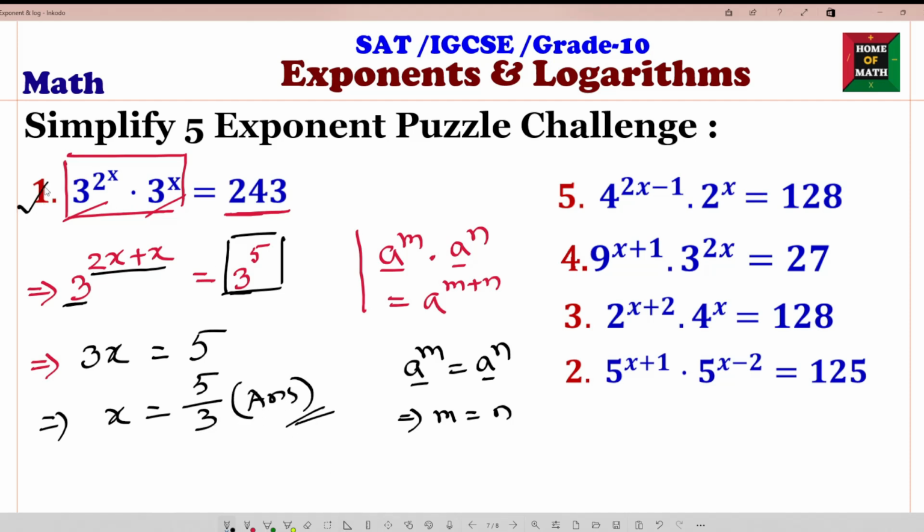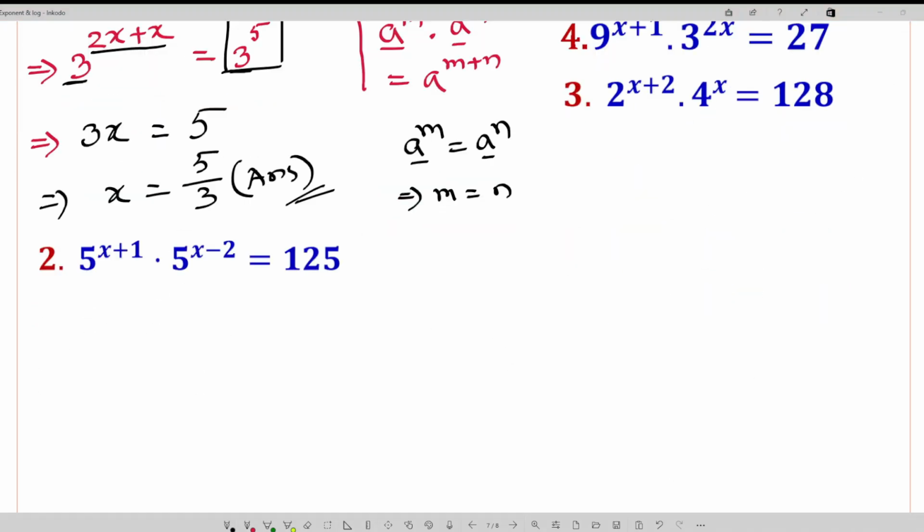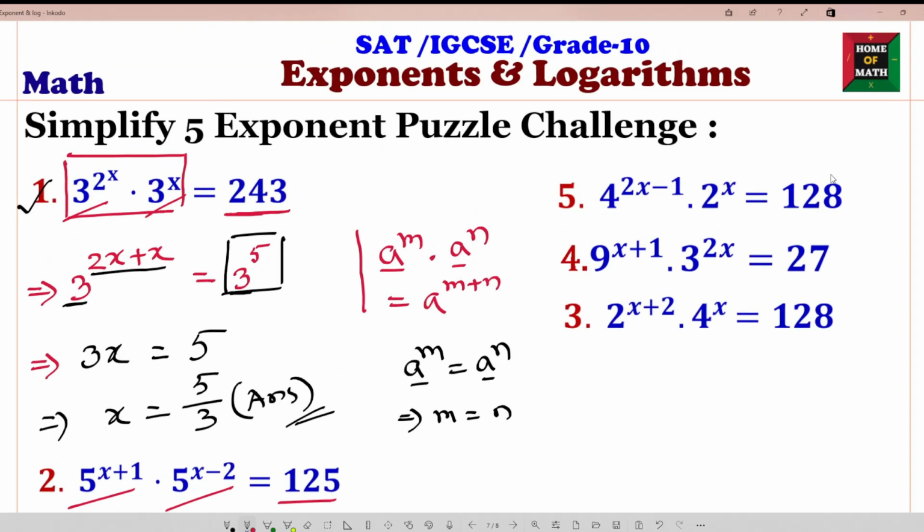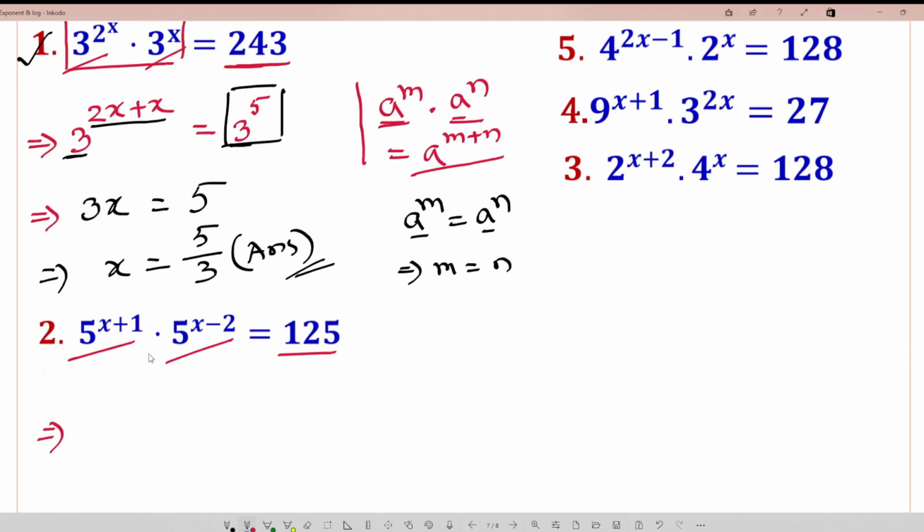Clear? Number 1 done. Now number 2. 5 to the power x plus 1 times 5 to the power x minus 2 equals 125. Here is also a similar theme which we already wrote, a to the power m times a to the power n equals a to the power m plus n. Similarly, here the bases are the same and now the powers will be added. It means x plus 1 plus x minus 2 equals 125.